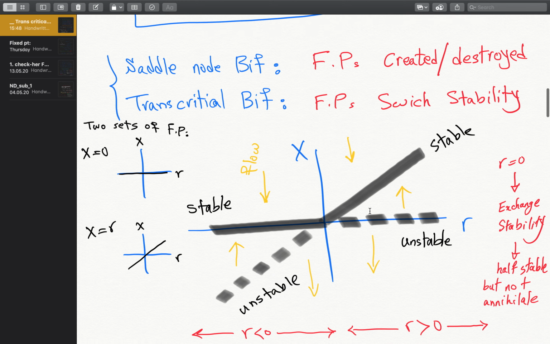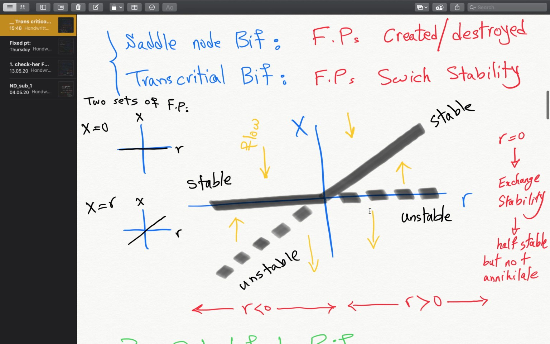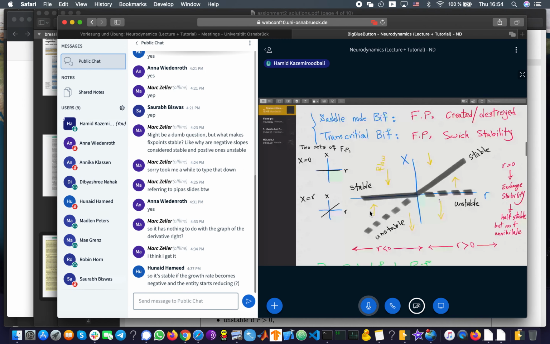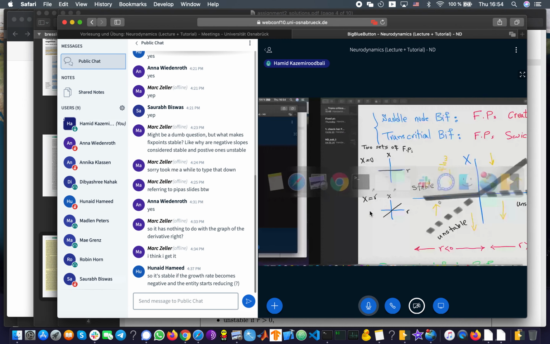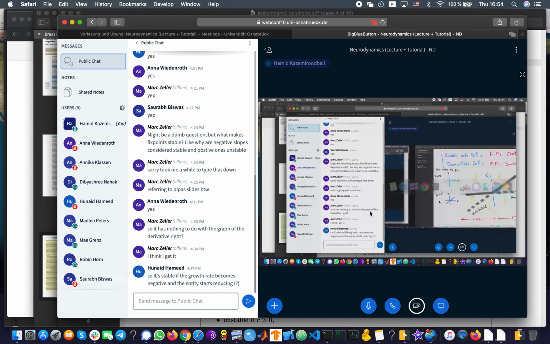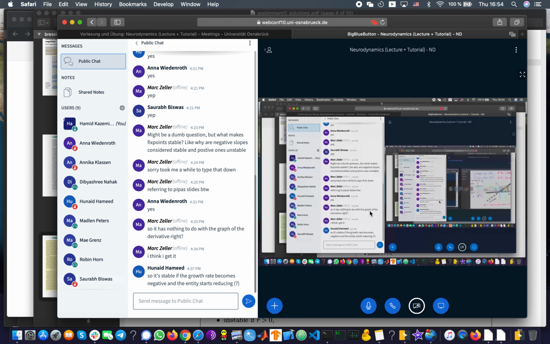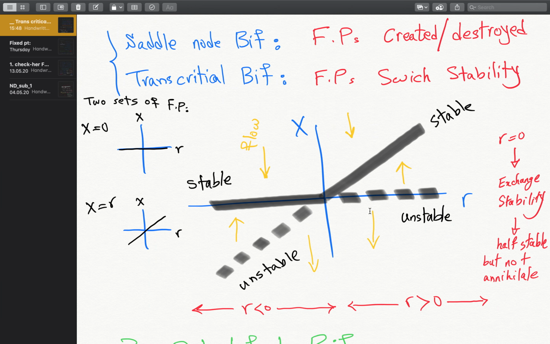And now I want to talk about the bifurcation diagram. I just check whether you have a question. Okay.